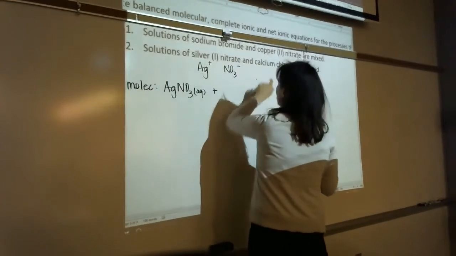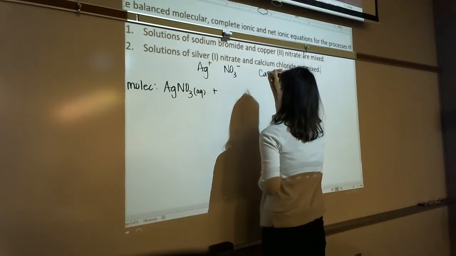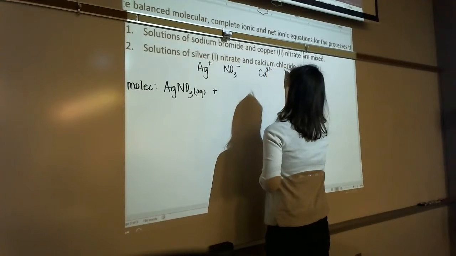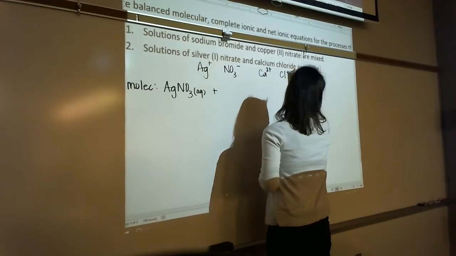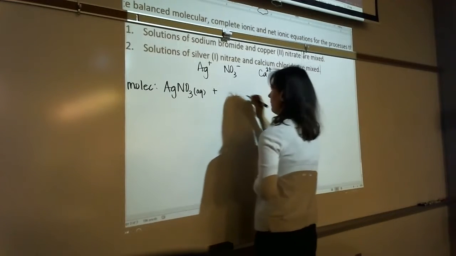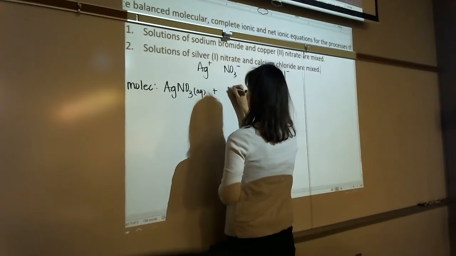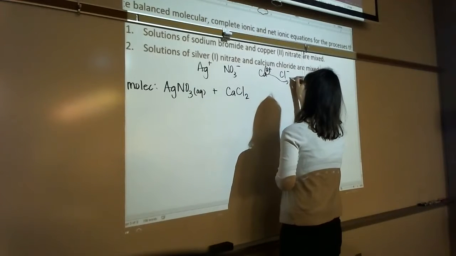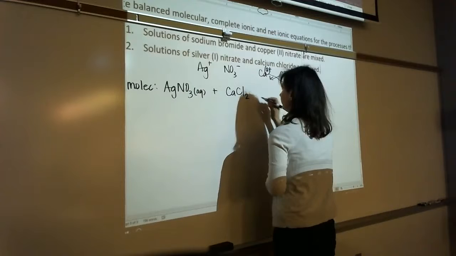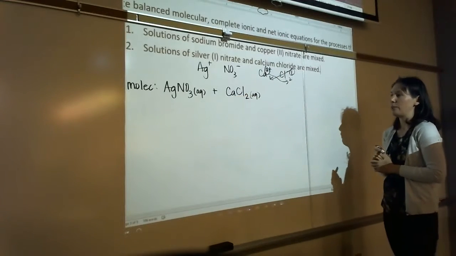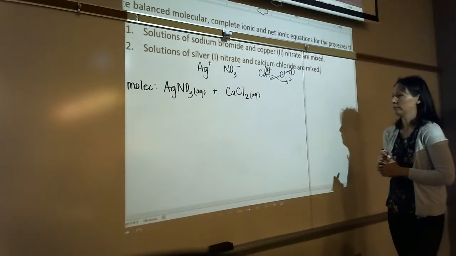Okay, calcium has what charge? Calcium ion has what charge? +2, and chloride is Cl with what charge? -1, so when I crisscross those, that's going to be CaCl2, right? It's a solution, so AQ. Okay, this is a double displacement reaction.